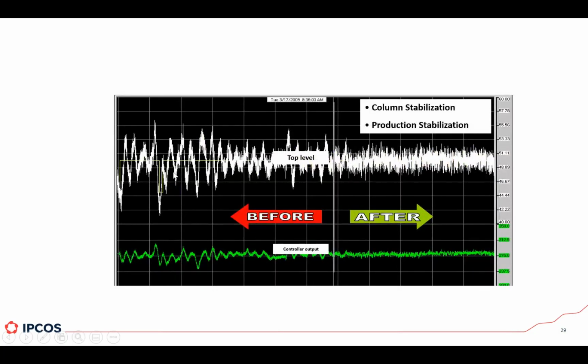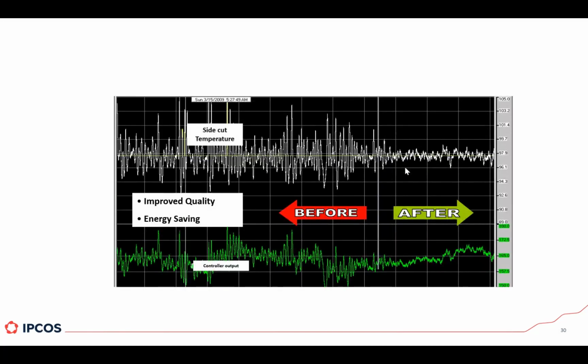The top level of the column was just a mess. It was oscillating all the time. After the changes were done, it worked a lot better. And this is one of the most important improvements, the side cut temperature, the one that we have been talking about, the one that has the pressure compensation. Well, it was basically the sum of all the changes, of all the improvements. You can see how the side cut temperature changed from a huge variability to a very tight control.